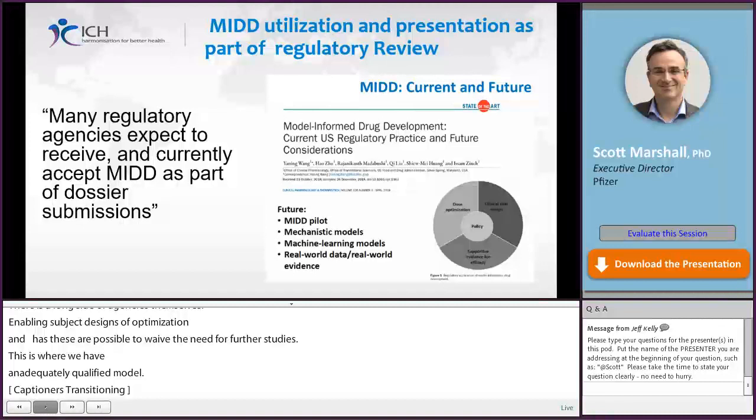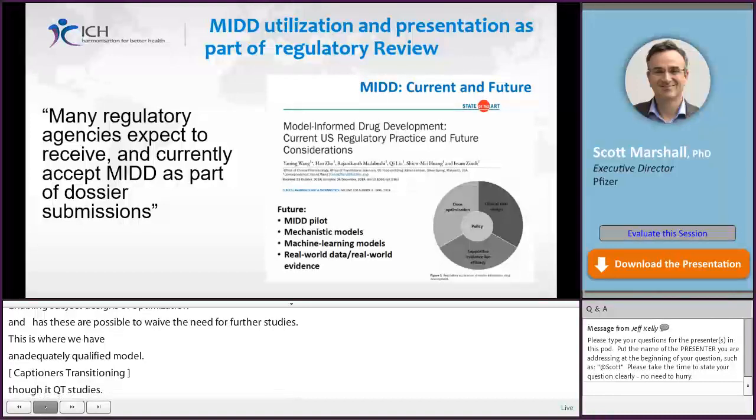Interestingly, there are also situations where MIDD has informed regulatory policy. Examples of the latter would include the use of concentration QT analysis as an efficient alternative to running thorough QT studies as per the updated ICH E14 guideline. Also, these approaches have been used to inform the policy around extrapolation of efficacy from adults to children greater than 4 years of age in the treatment of partial onset seizures.